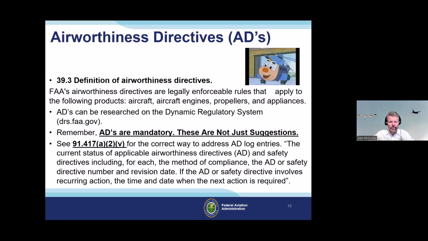So again, 91.417, look at that if you're not familiar with it, whether you're owner operator or an AMT, that's the only place that says how ADs are supposed to be logged. If it doesn't look like that, you need to get it to look like that. So again, if you're doing a pre-buy, if those are not right, they don't meet the regulatory requirement. And again, 91 is an operating rule. So if it doesn't meet the regulation, should you be operating it? How do you get this fixed? So you need to figure out how you're going to get those addressed. But that's something you need to work out with the current owner that's selling it to you.